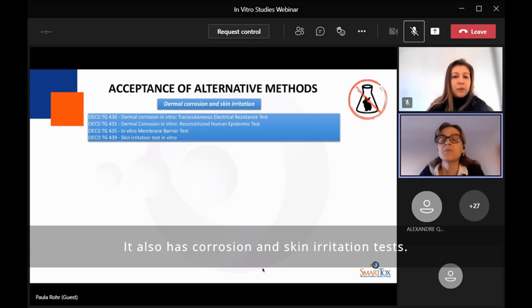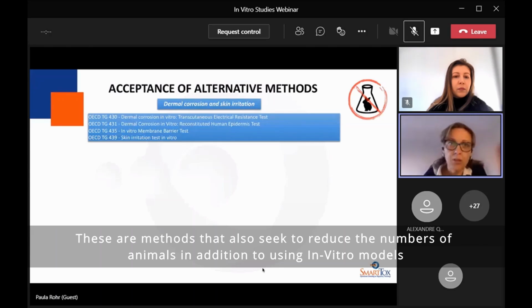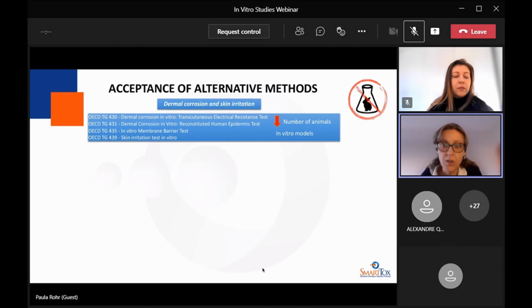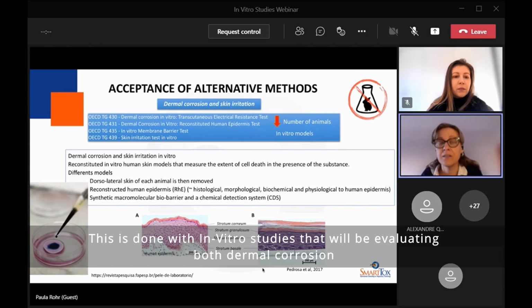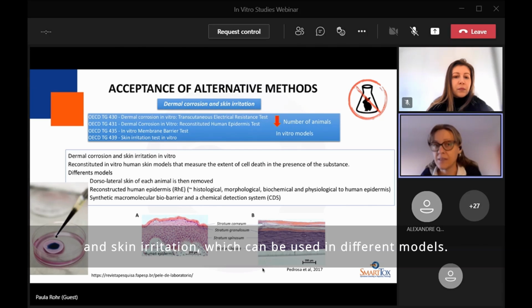Além disso, tem os testes de corrosão e irritação da pele. Então, são métodos que também buscam a redução do número de animais, além da utilização de modelos in vitro. Como isso se dá? Vai se dar com estudos in vitro que vão avaliar tanto a corrosão dermal quanto a irritação da pele, e podem ser utilizados modelos diferentes.